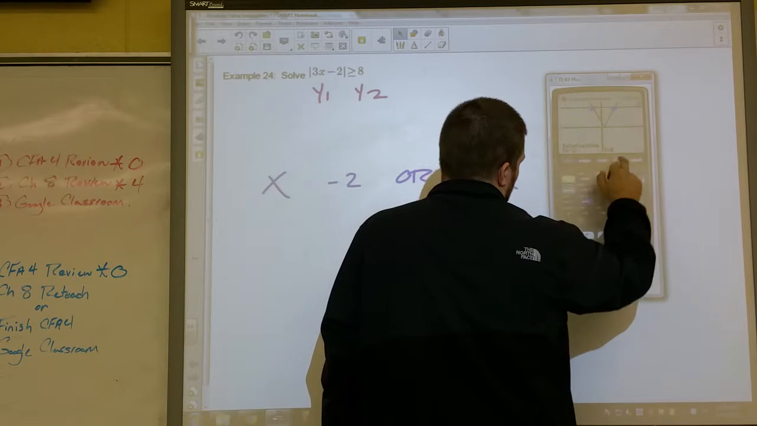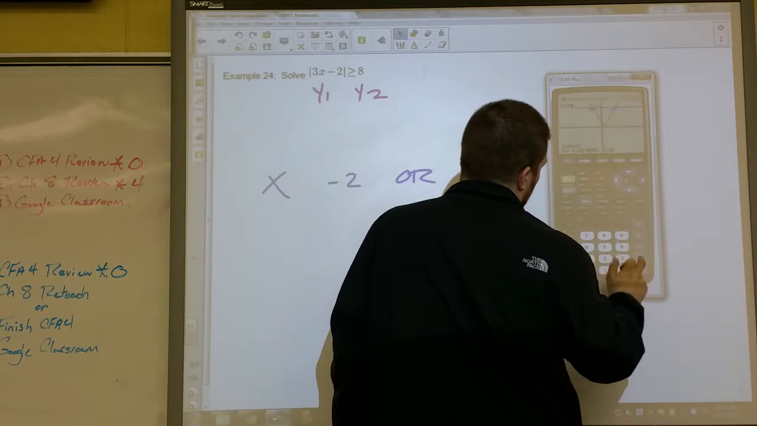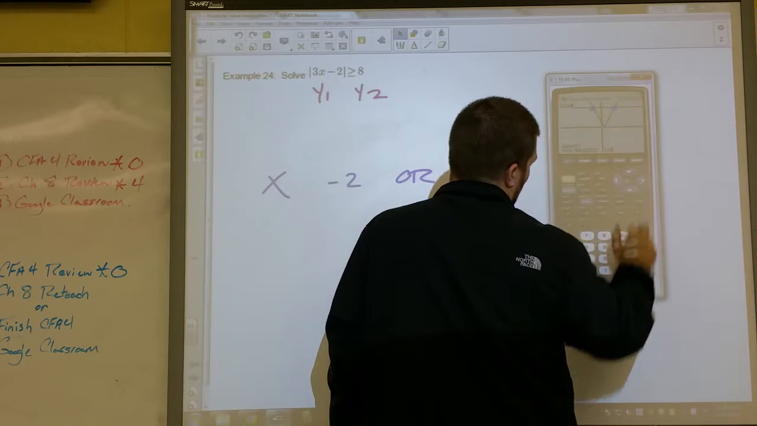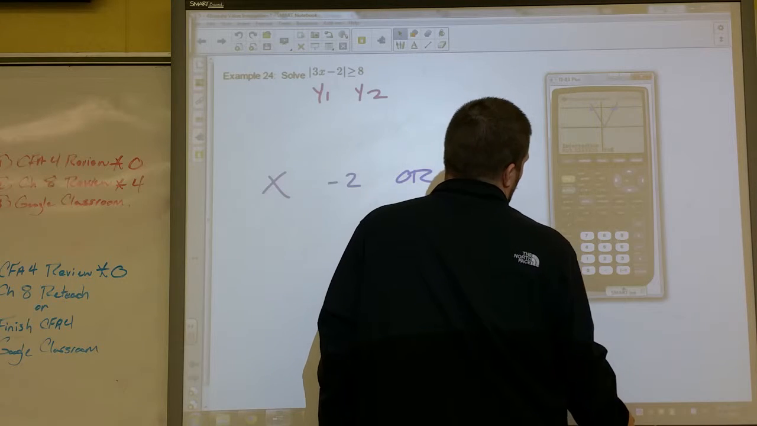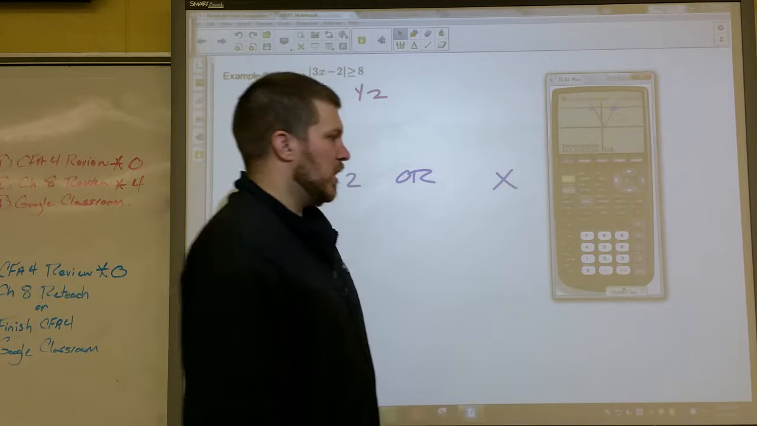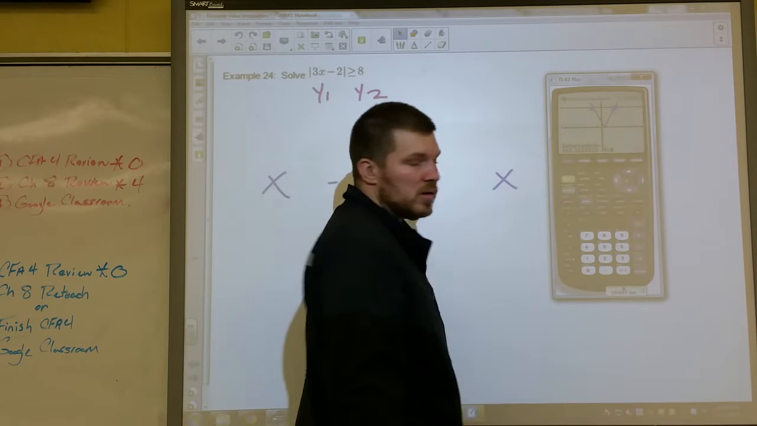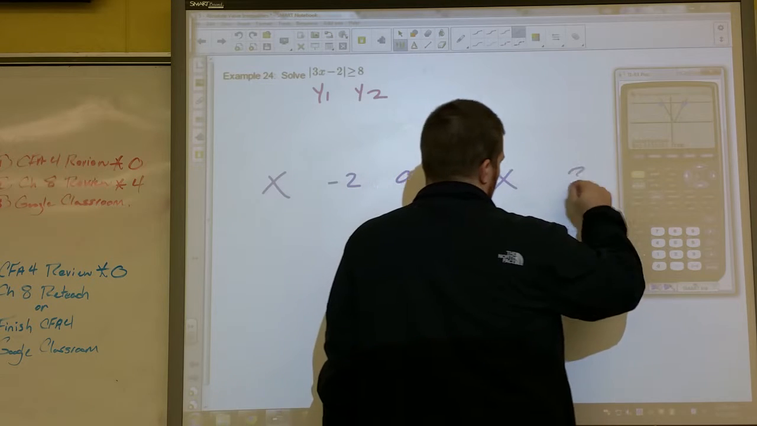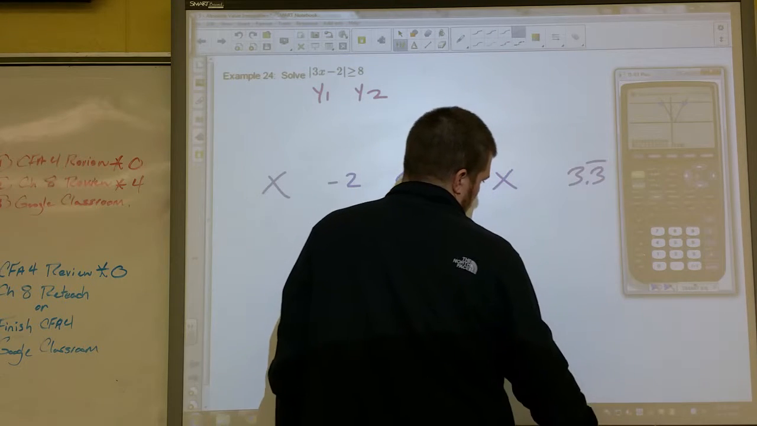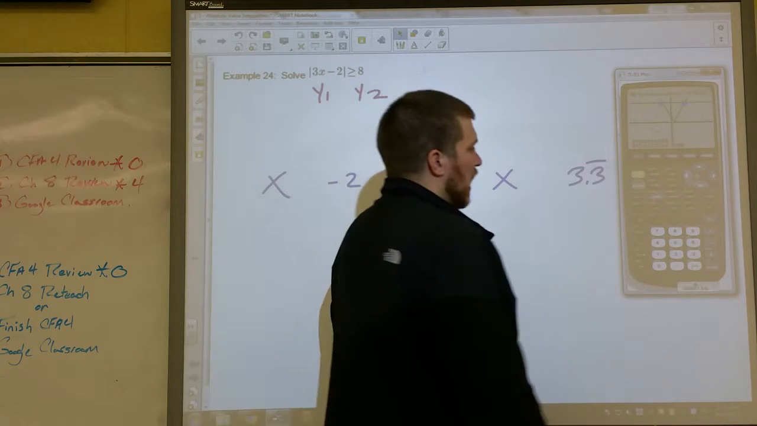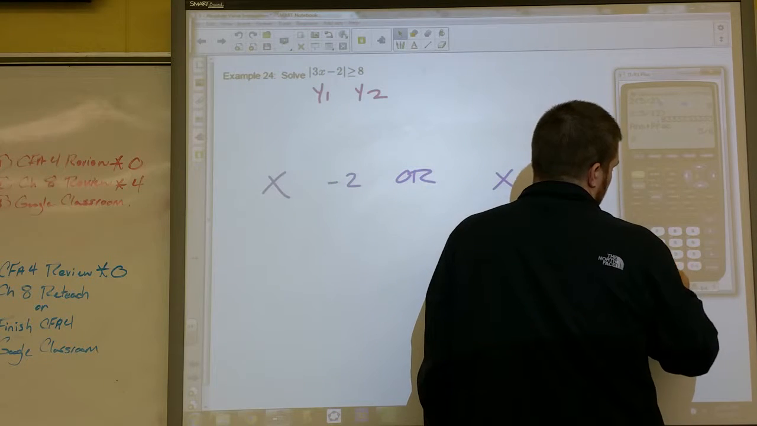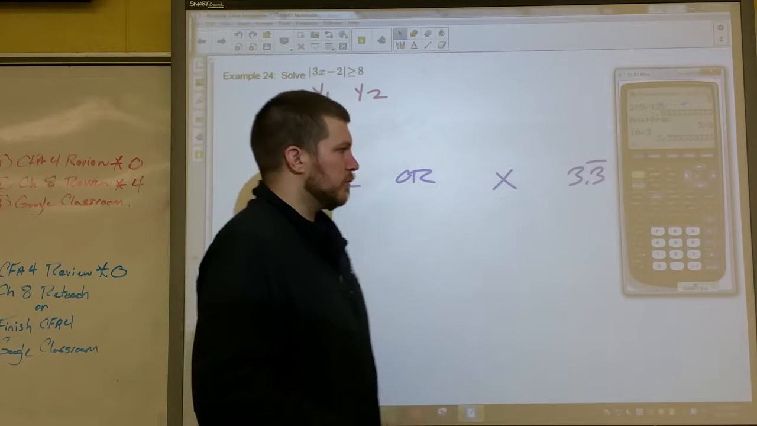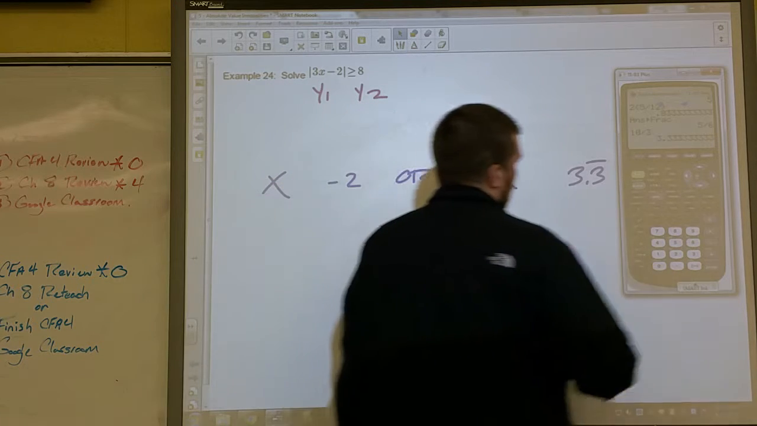Now I'm going to find the one on the right. Second trace, option 5, first curve enter, second curve enter, guess. Move my cursor over to the right. And I get x equals 3.333. Now, you can round, sure, fraction is better, but since I don't know what that fraction is, I'm just going to call it 3.3 repeating. I think it's 10/3, so I'm going to try that in my calculator just on a hunch. Oh, and it is. So you can either do 10/3 or 3.3 repeating. I'm fine either way. I'm going to leave it as a decimal.